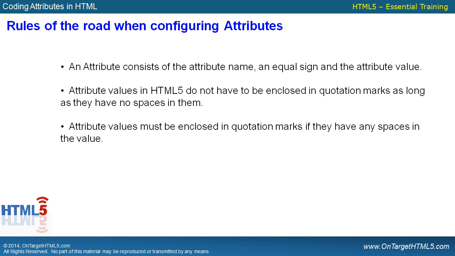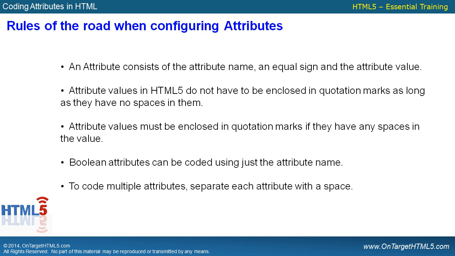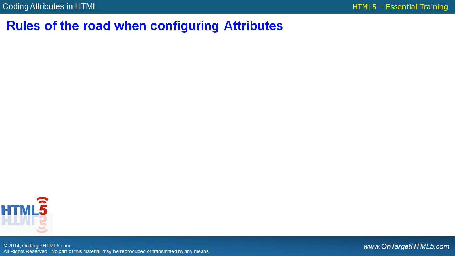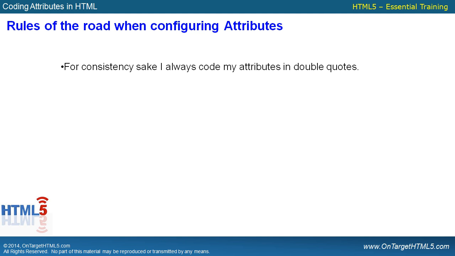Attribute values must be enclosed in quotation marks if they have any spaces in the value, and that's true. I mean, we just basically discussed that. Boolean attributes can be coded using just the attribute name. If the name is there, it's a true. If the name is not there, it's a false. To code multiple attributes, separate each attribute with a space. And we've done that. We demonstrated that with the three attributes we had up earlier.